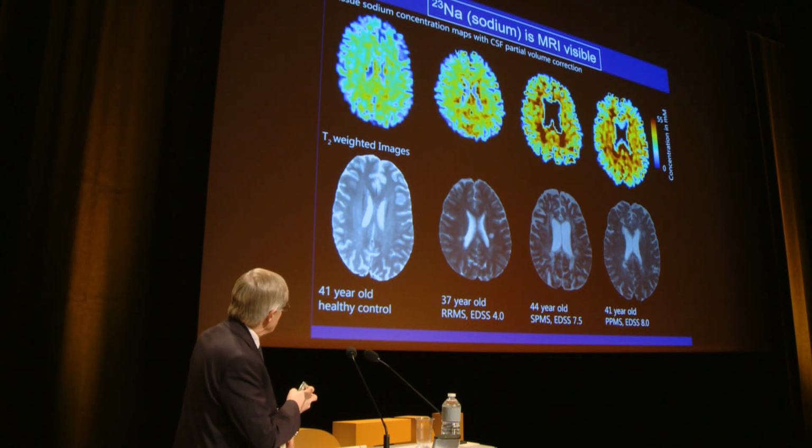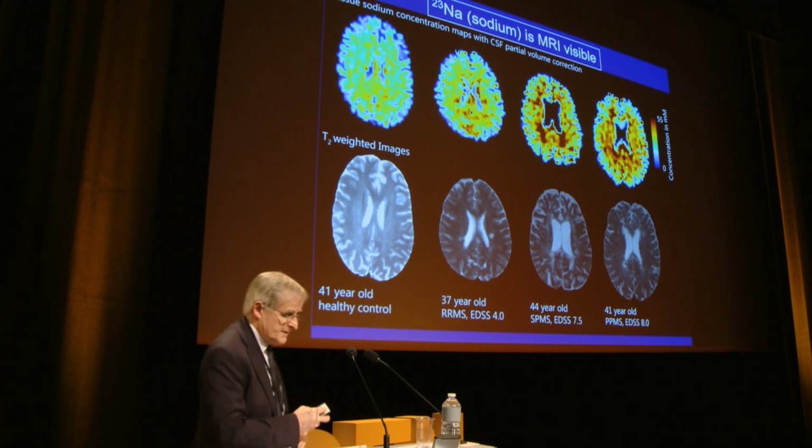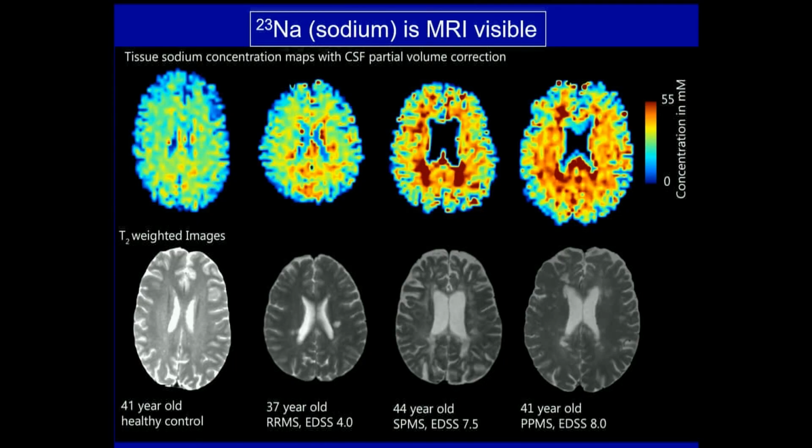Sodium-23 is MRI visible, of course in a much lower concentration than for proton imaging, but one can obtain these images up above, and one can see immediately in MS, and particularly in the progressive forms of MS, a rather diffuse increase in the concentration of sodium. So it's certainly conspicuous in lesions, but also it's clearly increased beyond lesions.